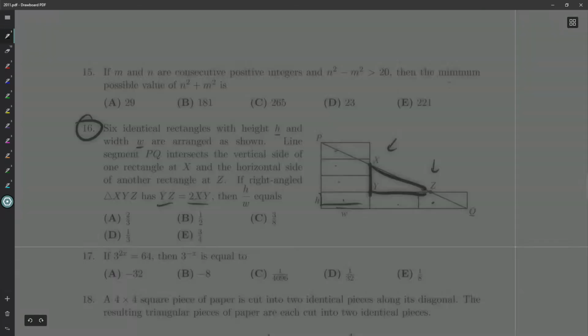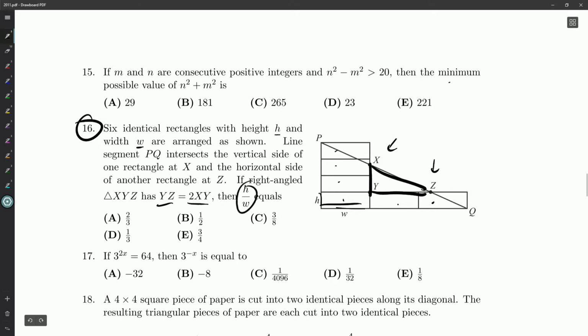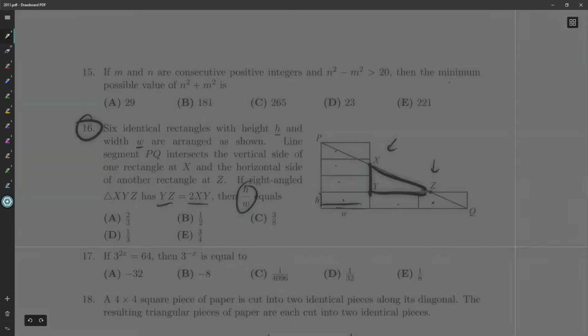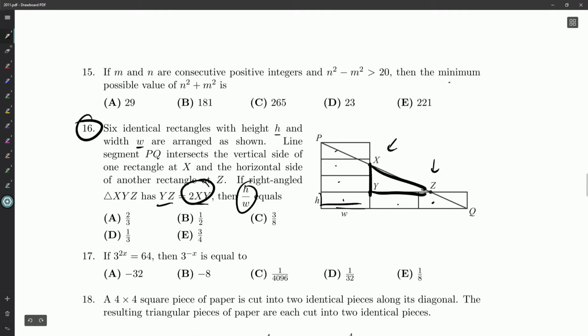And what is it that we're looking for? Well, H over W. So if only there were a way to figure out the slope of PQ numerically. Well, that's where the information about X, Y, and Z comes in. Because we'll be able to figure out the slope of PQ from there, because the slope doesn't change, this ratio of rise over run. So the slope is also negative XY over the run, getting from X to Z, which are both on the line, which is YZ. But what did they tell us a moment ago? They told us YZ is twice XY.